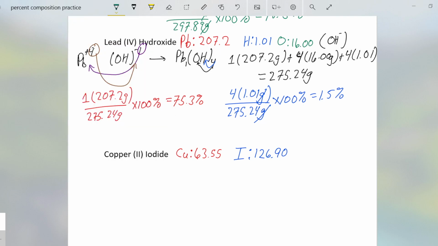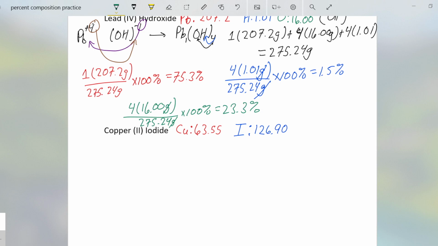Last one we have is our oxygen once again. There are 4 oxygens, and so I take my number of oxygens, multiply it by the mass, 16 grams, and divide that by the 275.24 grams, our molar mass for the lead 4 hydroxide. I multiply all of that by 100 to make it into a percentage, and I get 23.3%.